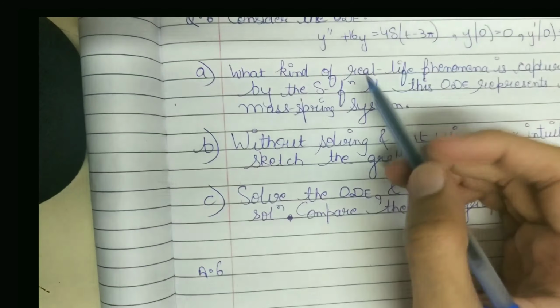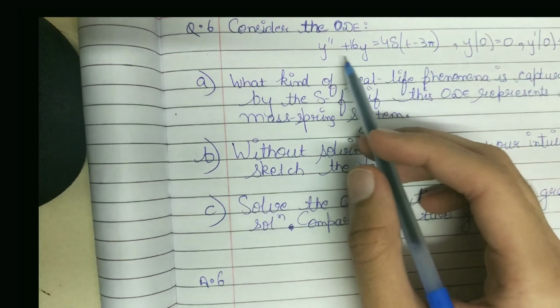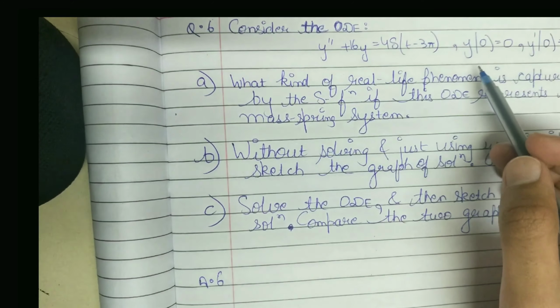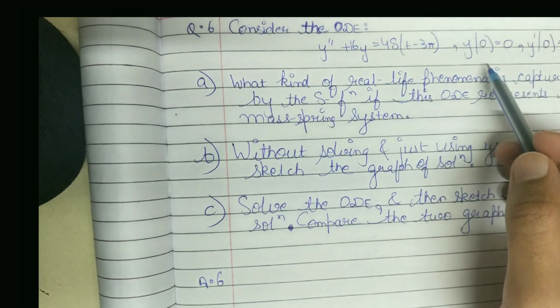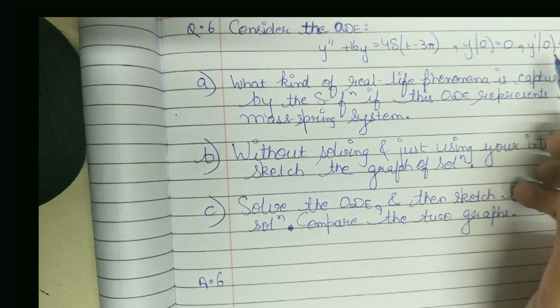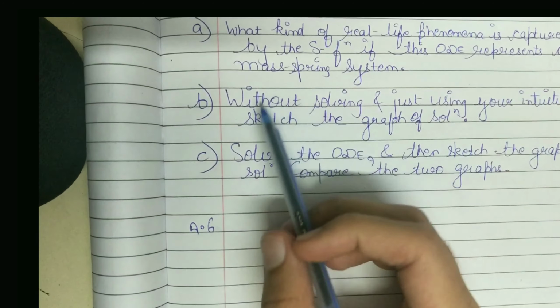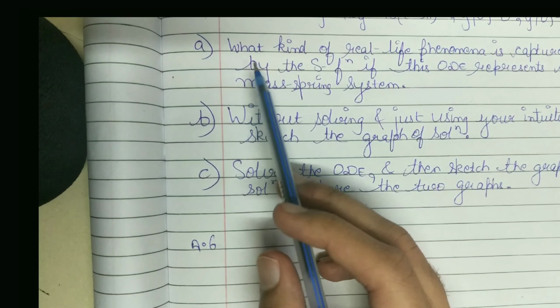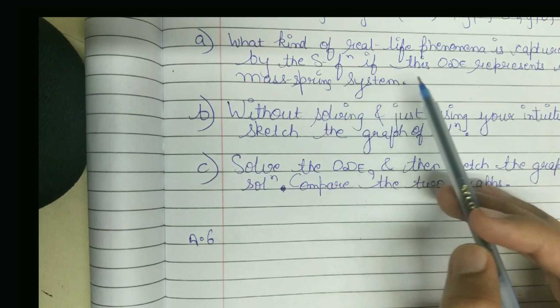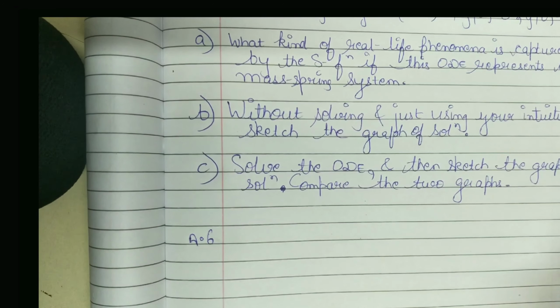Right, so the question given to us is: consider the ODE y double derivative plus 16y is equal to 4 delta(t minus 3 pi). Given the initial conditions at t equal to 0, y is 0 and y derivative at t equal to 0 is also 0. The first part of the question asks what kind of real life phenomena is captured by the Dirac function if this ODE represents a mass spring system.